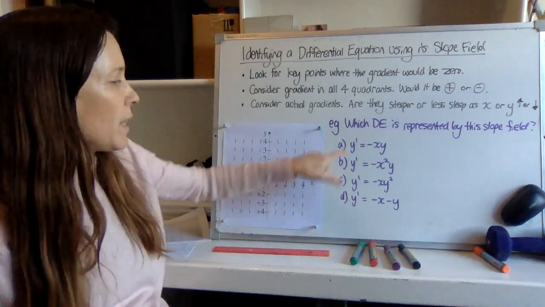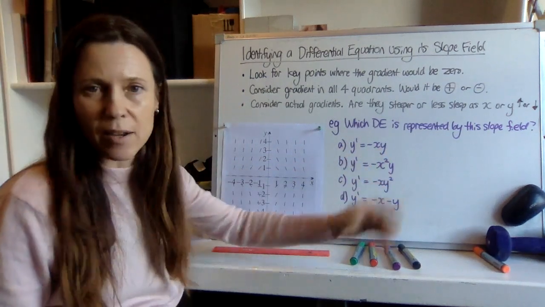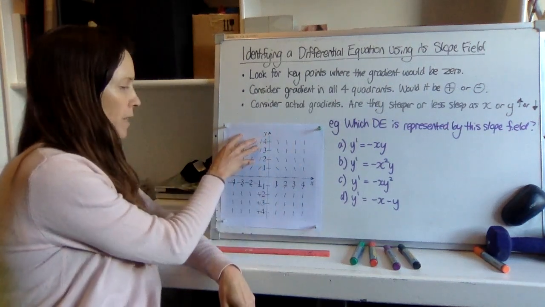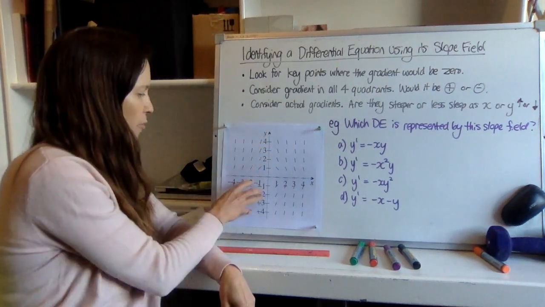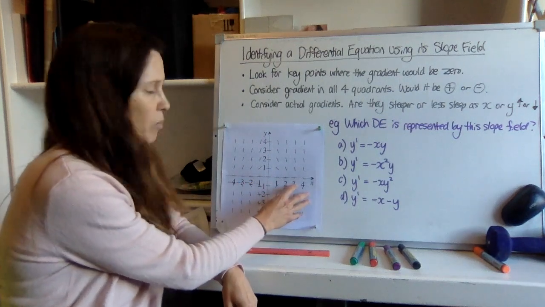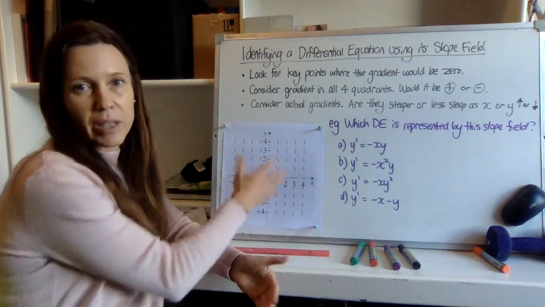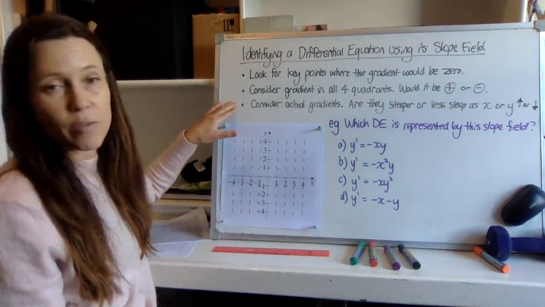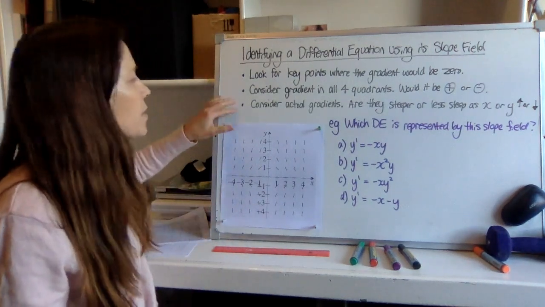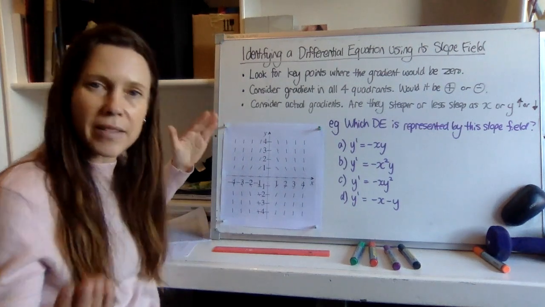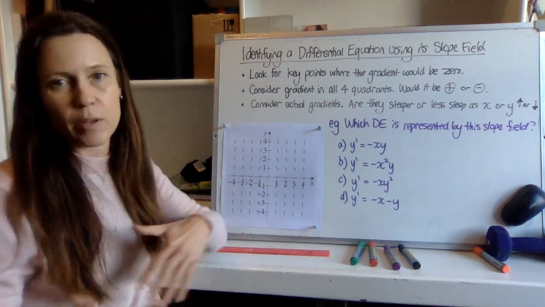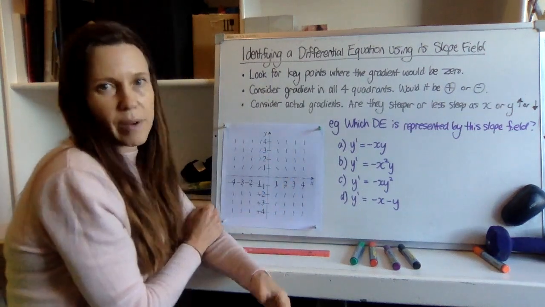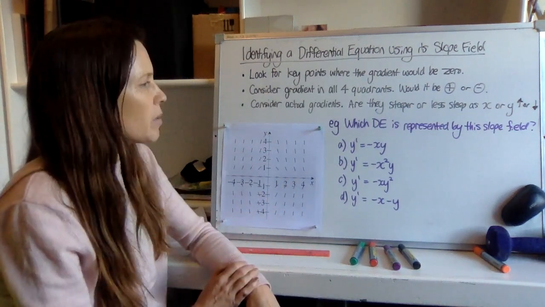Because if you've got a differential equation and it's got x and y in it, then depending on whether x and y are positive, only y is positive and x is negative, both are negative, or perhaps x is positive and y is negative, there's going to be some really distinctive gradients that you're expecting to see. You can also consider, once you've narrowed it down using those 2 methods, what the actual gradients are. Are they steep or not so steep as x or as y gets bigger or smaller? Or is it more to do with the distance away from the origin that's determining how steep things are?